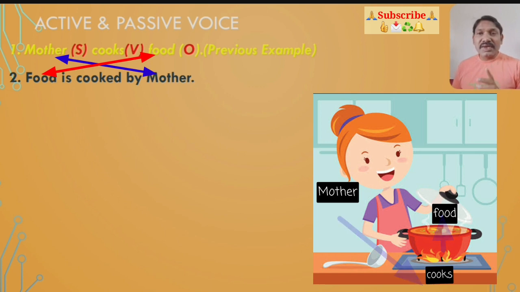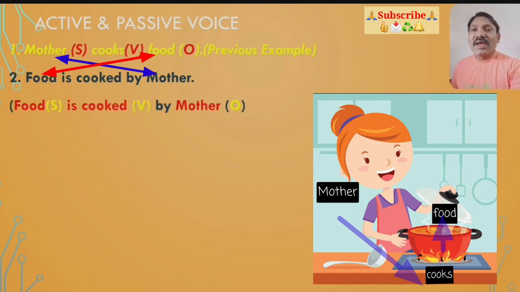Object becomes subject. Now is cooked is the verb here, and earlier we have seen cooks is the verb. Okay, students? Now by is used to connect the object here. Mother is now the object here, and in the previous sentence we have seen mother is the subject. So here again the subject and the object switch their roles. Object becomes subject, subject becomes object of the verb. Okay, students, have you understood? So food is the subject here, is cooked is the verb here, and mother is the object here.